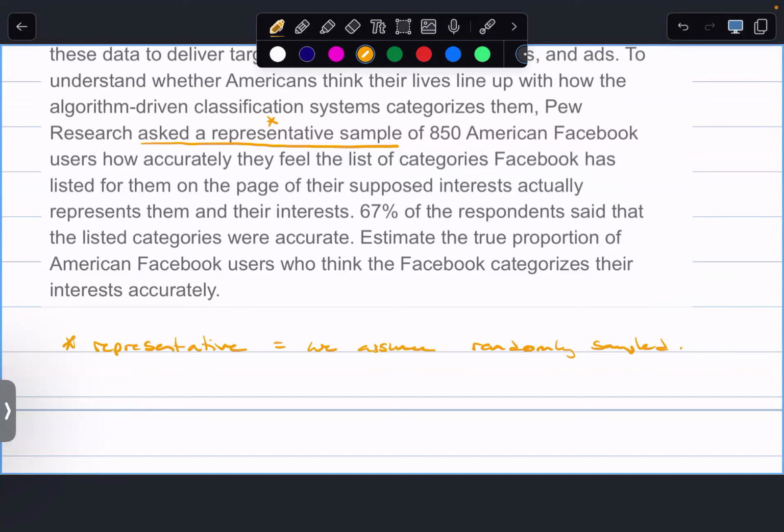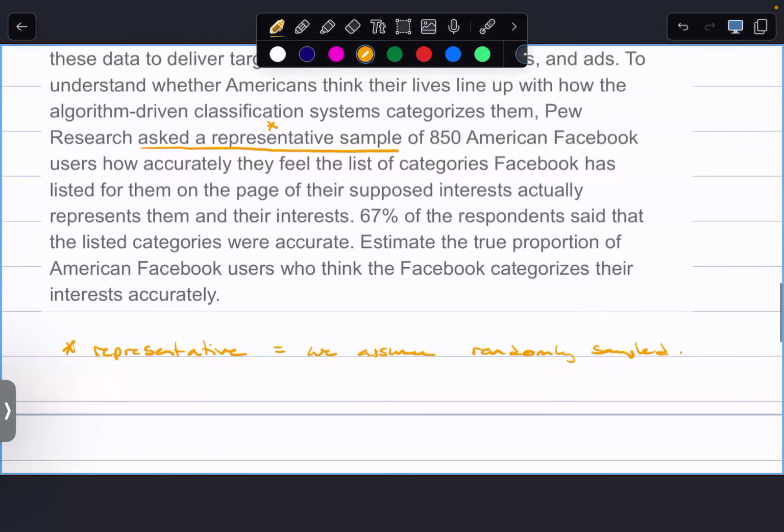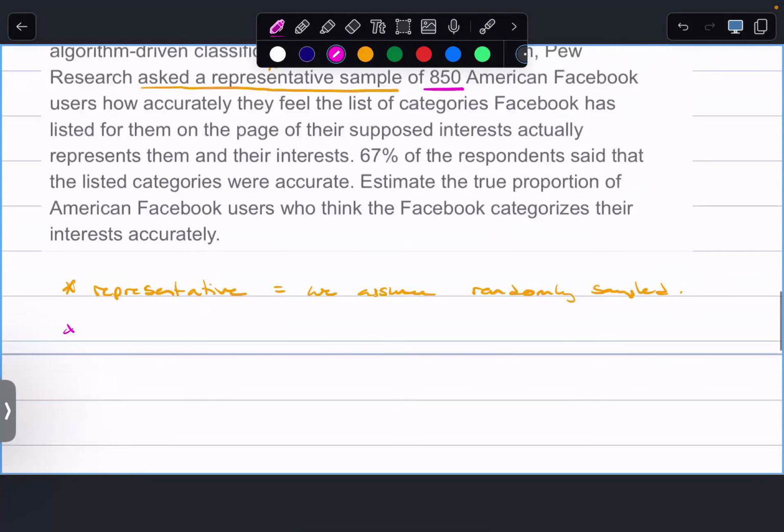Now, this 850 has to be our sample size. We have a sample of 850 American Facebook users, and so 850 here tells us that n is 850. Whoops, that doesn't look like 850.